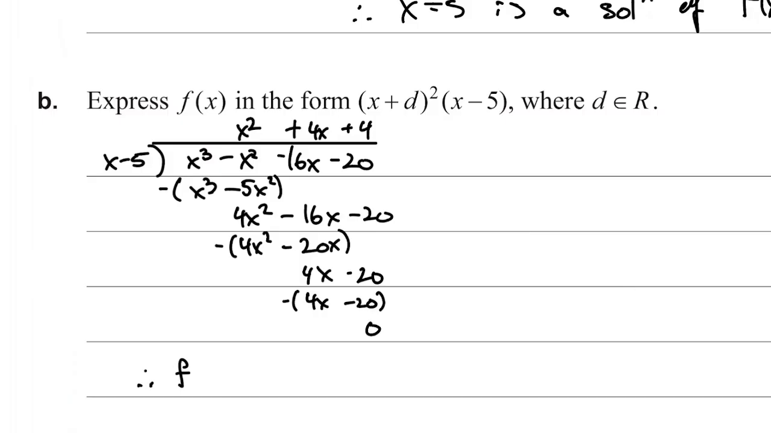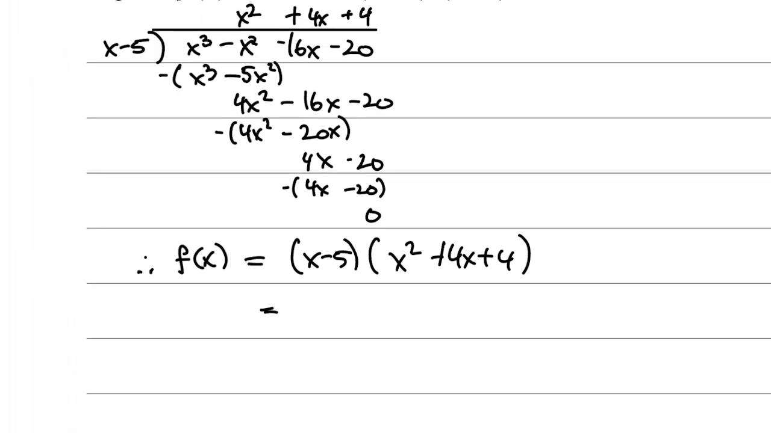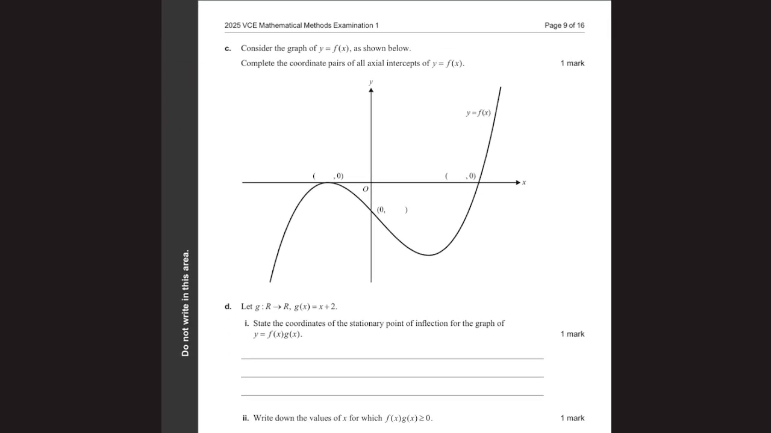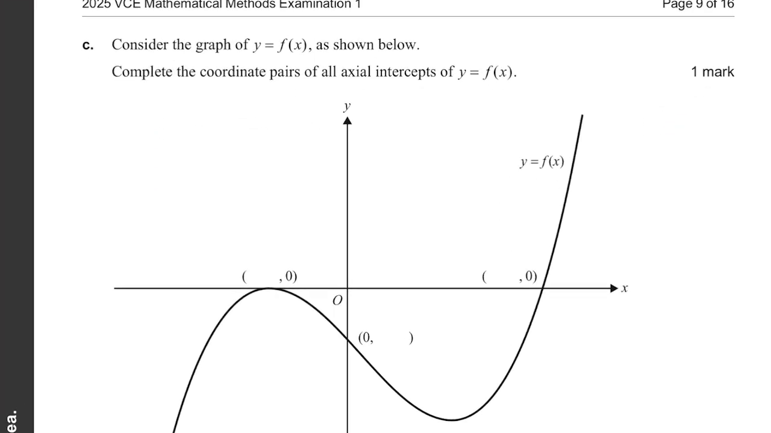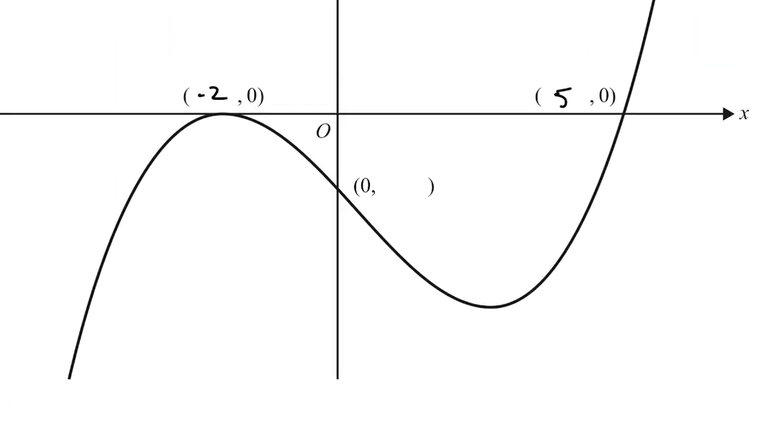So therefore, f of x is equal to x minus 5, x squared plus 4x plus 4. And that's going to be x plus 2 all squared. So that's it. Next, this is f of x. If we have our function f of x in the form of x minus 5 times x plus 2 all squared, that tells us we have a stationary point on the x-axis at minus 2. The other x-intercept will be 5. For the y-intercept, you can just look at the constant value at the end of the expanded form, and that's just going to be minus 20. So that's your answer there.